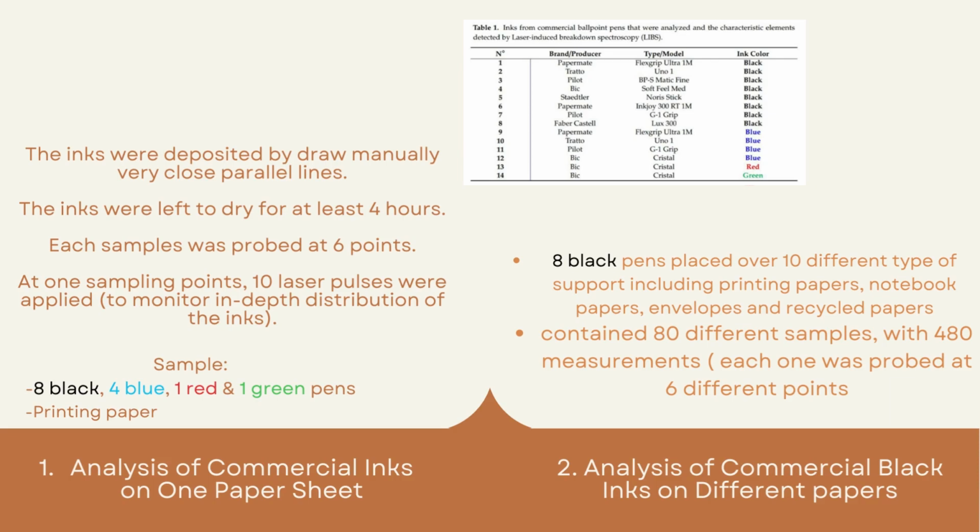For the analysis of commercial black inks on different papers, the second set of samples consisted of inks from the same 8 black pens placed over 10 different types of support, including printing papers, notebook papers, envelopes, and recycled papers. This set contained 80 different samples, with each one measured at 6 different points, for 480 measurements.